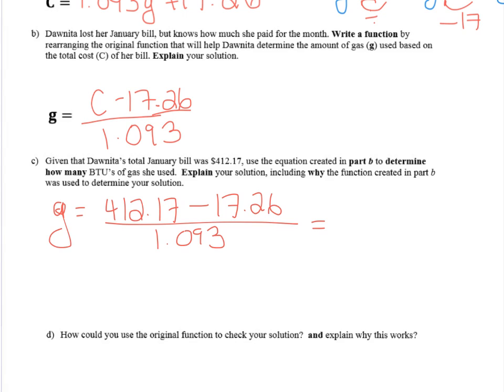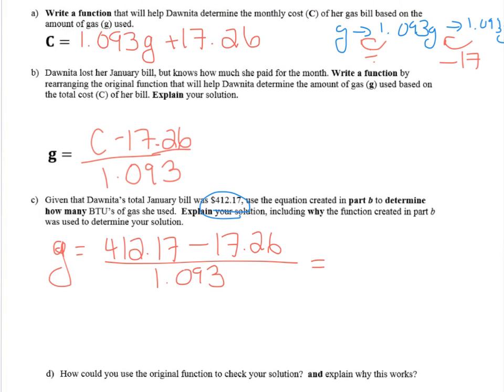Okay, so calculating that number, explain your solution, including why the function created in B was used. Because we were given cost, I was able to plug that in to this variable to calculate it to get gas, which is why I used the equation in part B. Using the equation in part A, I could have plugged the cost in here, but then I would have had to manipulate this around to isolate the g, which technically we already did by finding the inverse of this equation.